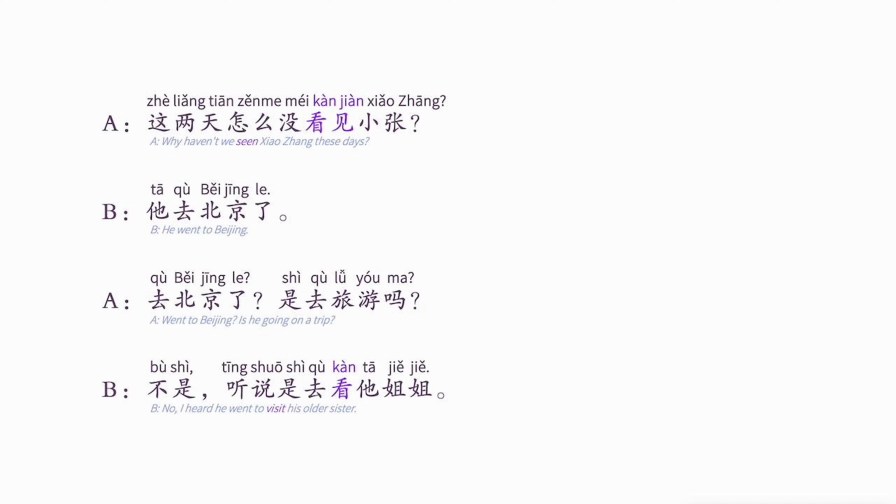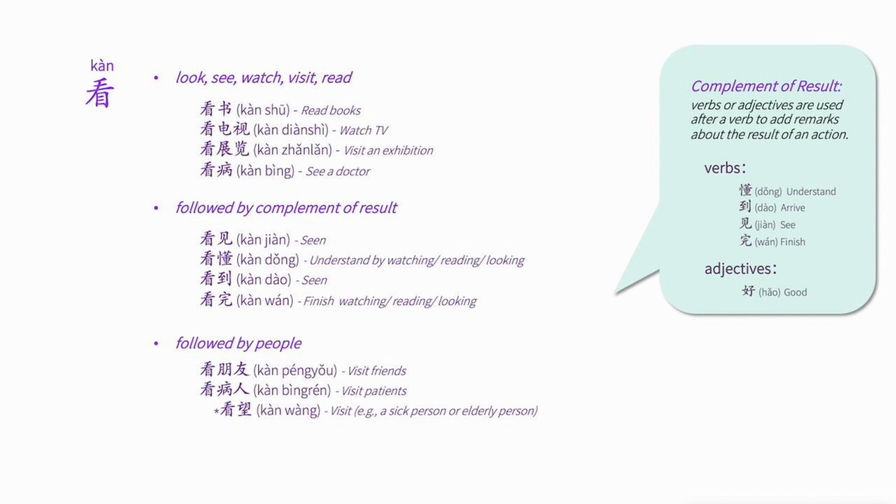In the last 看, with people, it has the meaning of visit, and generally it implies these people maybe have some issues, maybe unhealthy, maybe pregnant, or maybe just sad. So you visit someone due to some reason. 看朋友 or 看病人. And this 看 is the short form of the vocabulary 看望. 看望 means to visit sick people or elder people.